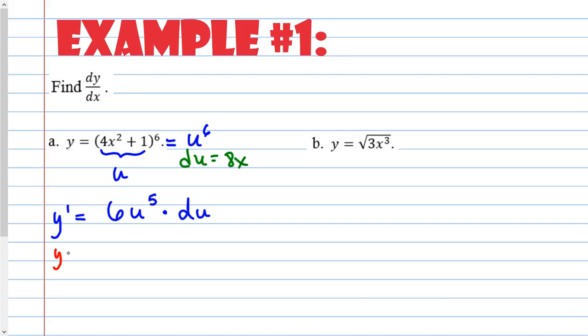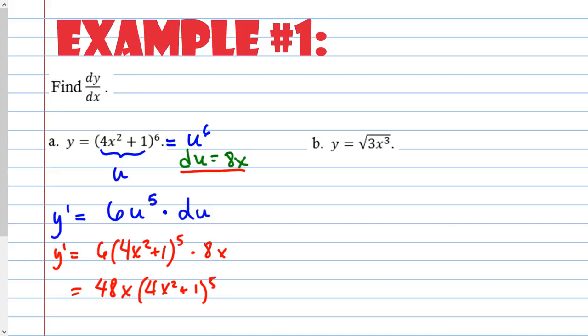So what we're going to do now is plug what u is back into the function. So 6 times u, which is supposed to be 4x squared plus 1, to the 5th power, times du. And du we already found here in the green, the derivative of u, which was 8x. And that's it. This is my derivative. The only thing I would do is 6 times 8, and then just rewrite it like that. But here's my derivative.